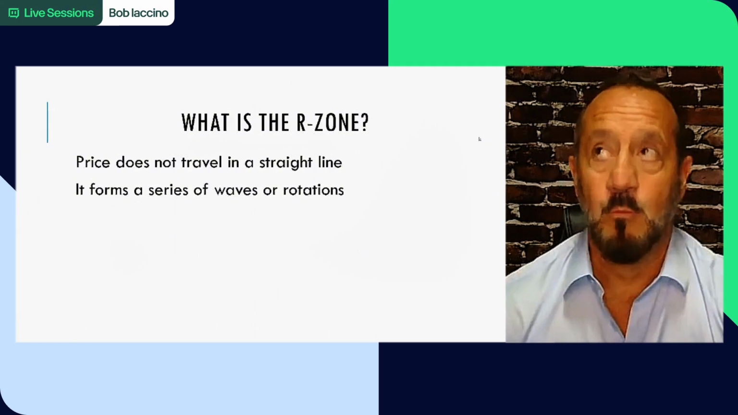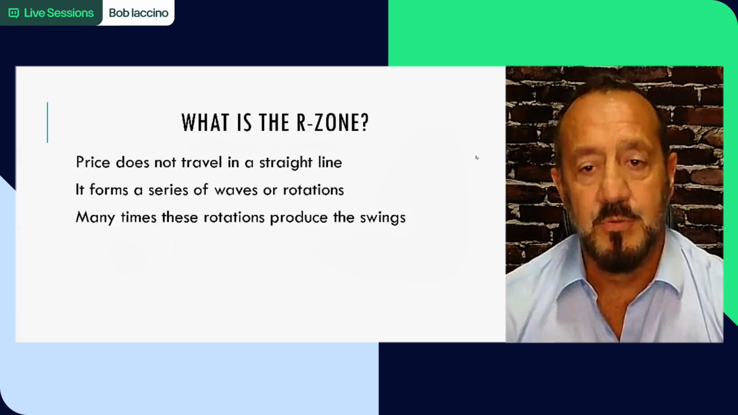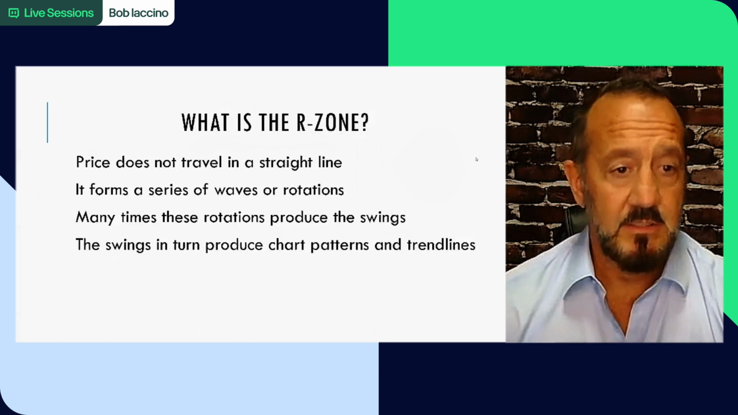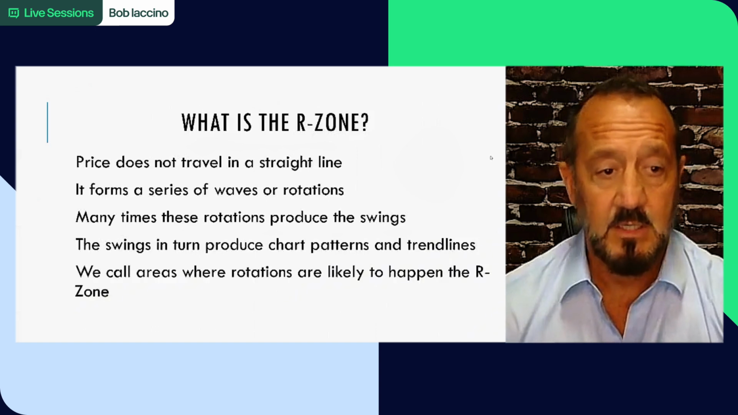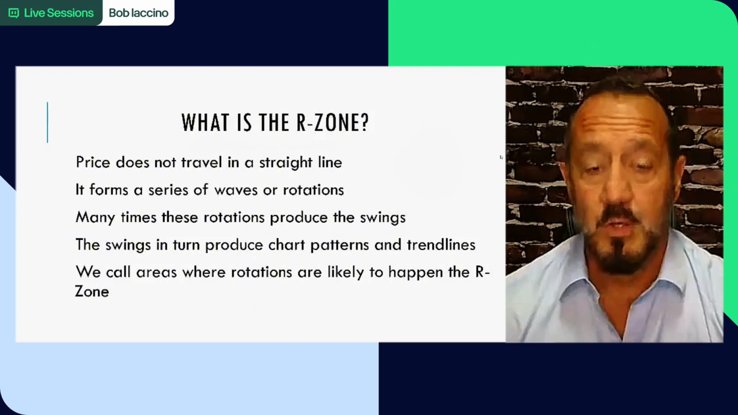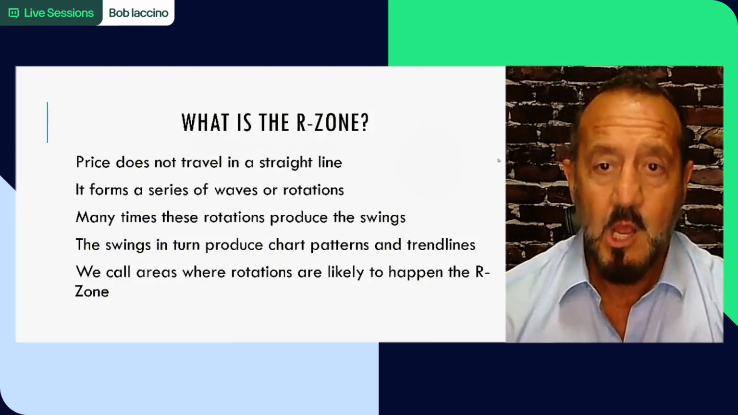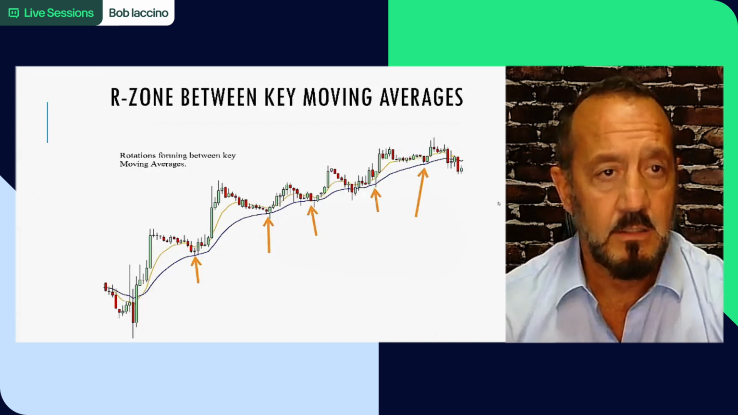A lot of people look at Elliott wave because of that theory. Many times these rotations produce swings. The swings in turn produce chart patterns and trend lines. We call areas where rotations are likely to happen the R zone or the rotation zone. R stands for rotation in this context, okay?